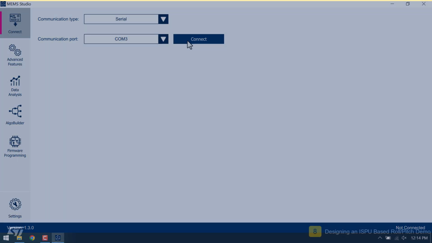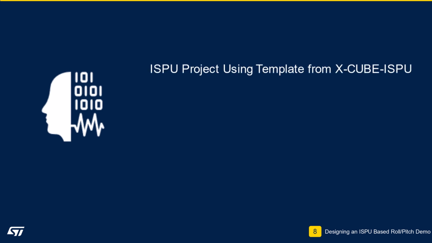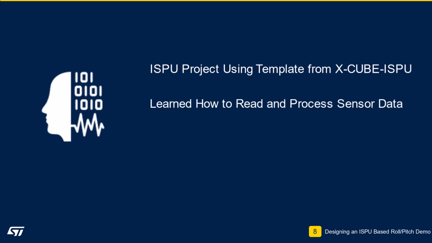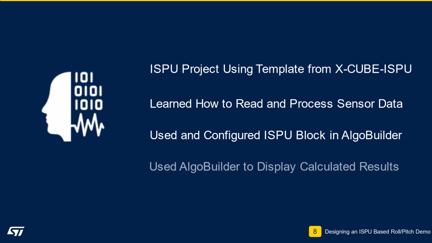In this module, we saw how to create an ISPU project using a template from the Xcube ISPU software package. We looked at how we can add our own code to read and process sensor data and output the results. We learned how to build the project and which files to use to program the ISPU. Lastly, we used Algobuilder to quickly develop an application to read the output data from the ISPU and display it in MEMS Studio. This completes Module 8.